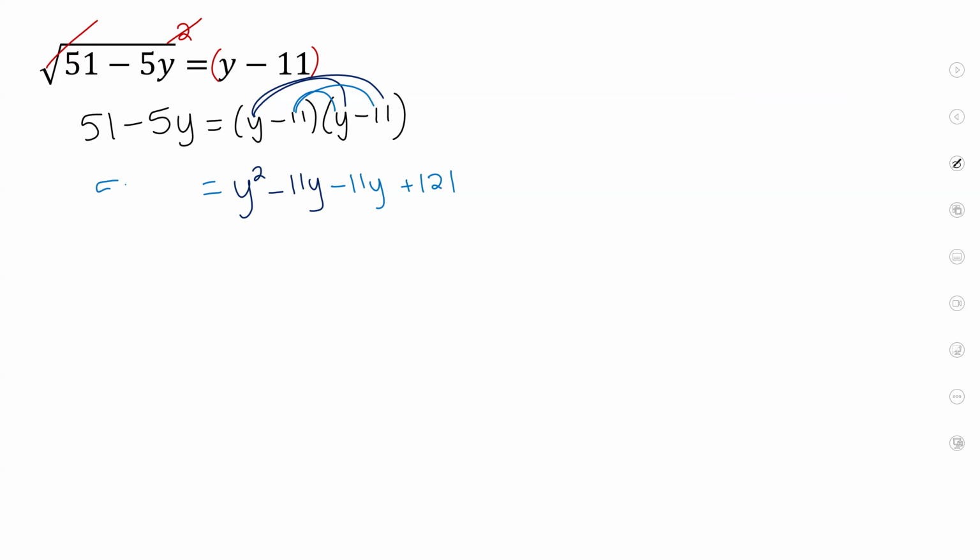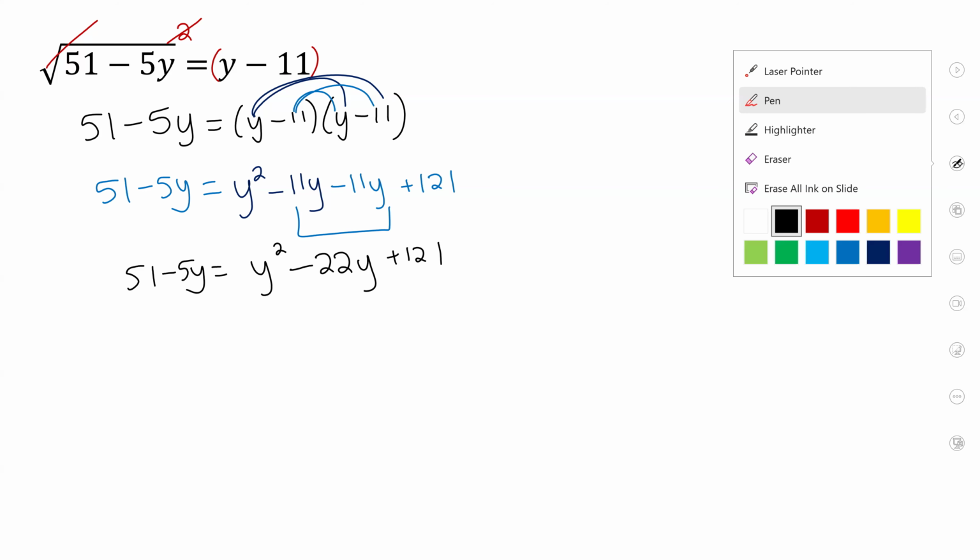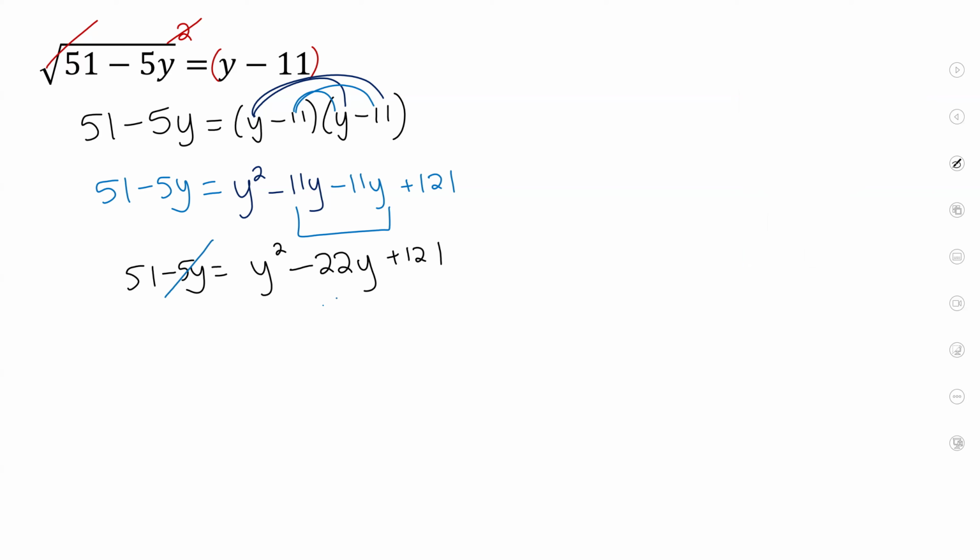This side can just come down. You can combine the middle. Negative 11 and negative 11 is negative 22. Bring down the rest. All right, now bring the 5y over. It becomes plus. Bring the 51 over. It becomes a minus. So this is y squared. Negative 22 plus 5, that's negative 17. 121 minus 51 is 70. There we go. There's nothing left over here, so that's just 0.